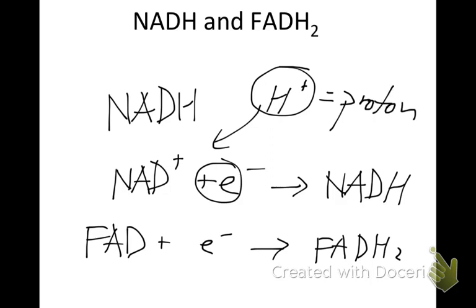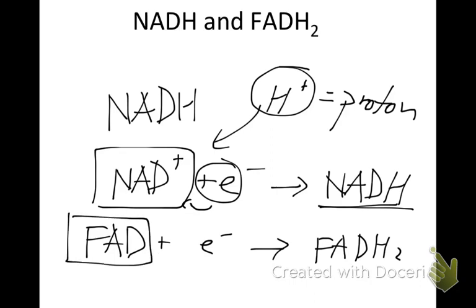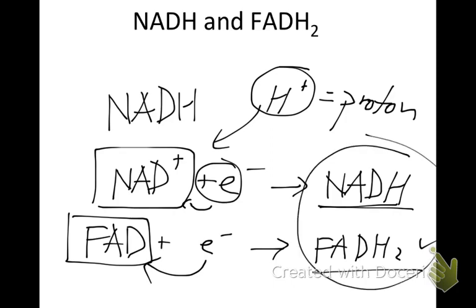So again, the important thing to note here is that NAD+ is the oxidized form of NADH, meaning that when NAD+ is reduced with an electron, it becomes NADH, and FAD is the oxidized form of FADH2, meaning that when we give electrons to FAD, it will become FADH2. Okay? So again, just think of these as coin pouches that hold electrons, and these are empty coin pouches that do not have electrons. Cool?